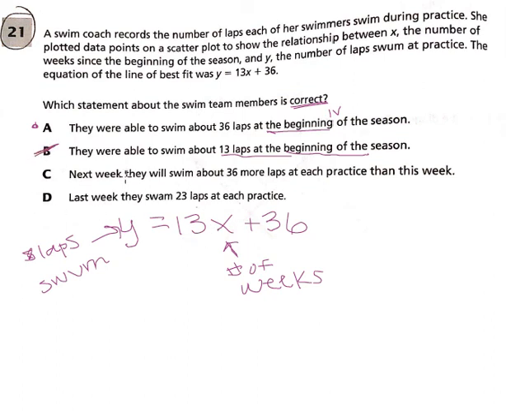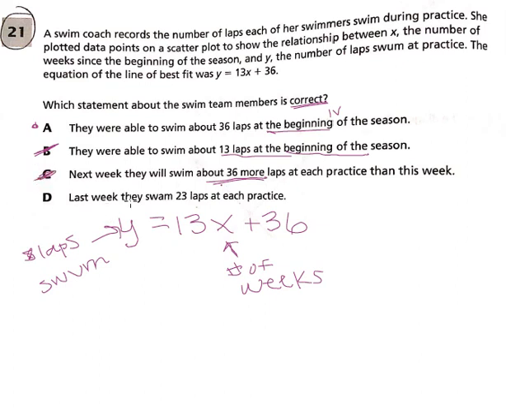So it says next week they will swim about 36 more laps each practice than this week. So this one would indicate that it's changing by 36. Well, it's not changing by 36. If we look at our equation, it's actually changing by 13. So this can't be our answer choice. It's actually true that next week they're going to swim about 13 more laps each practice than this week. So it's not going to be that one.